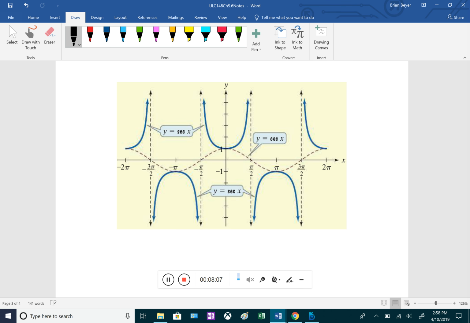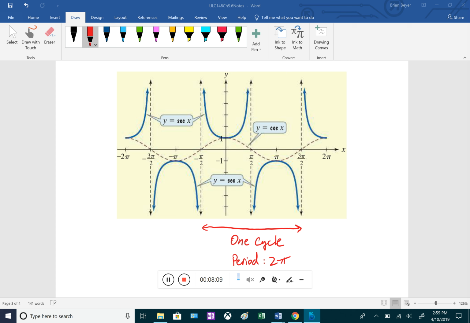Okay, and then once again we can see the period here is a period of 2 pi radians for that little interval. It's going to repeat that over and over and over again from -infinity to +infinity. Okay, so definitely know these properties of these graphs and how to graph them, and that's it for this section.